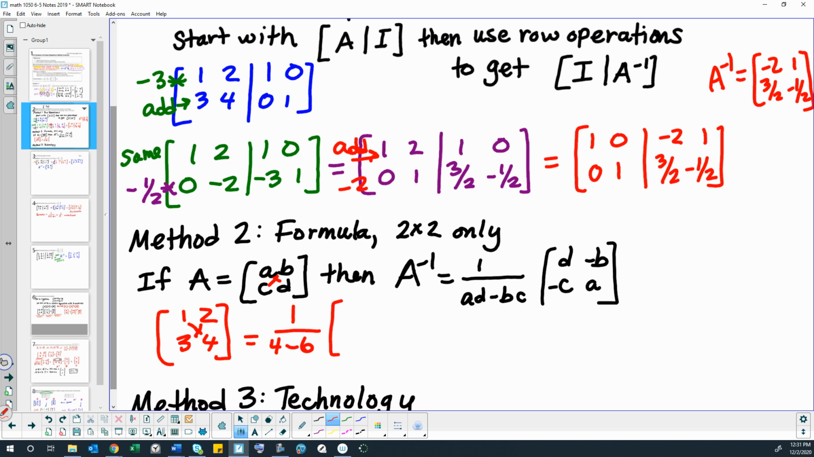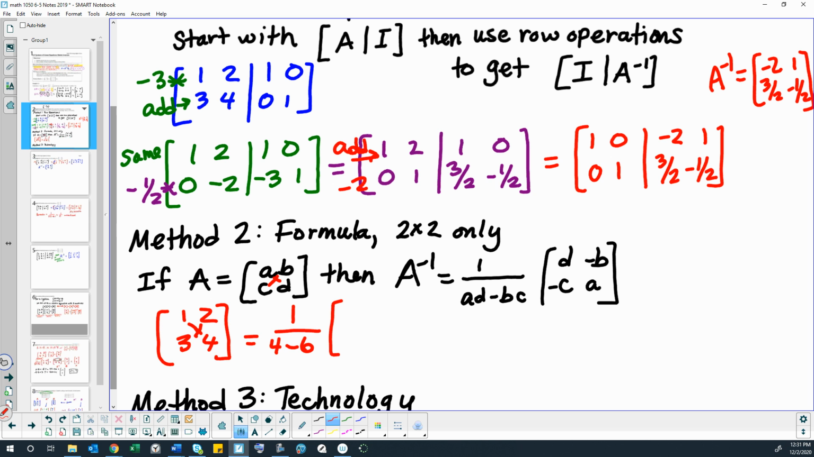This is actually called a determinant. We're going to learn more about that in section 6.6 on Friday, which I will record and hope to have you join me by Google Meet, if you will. But otherwise, I will record everything for section 6.6.